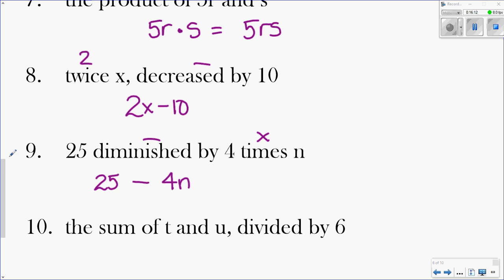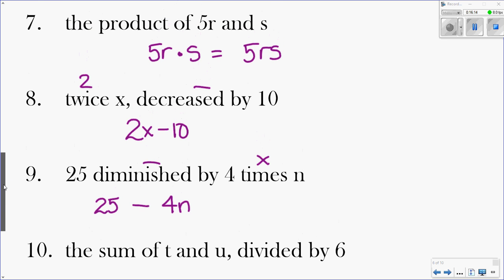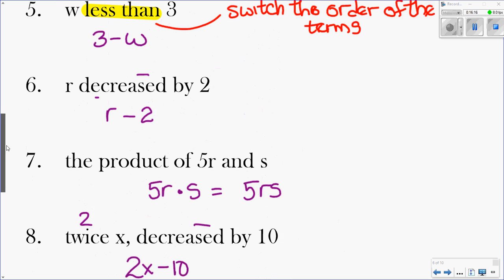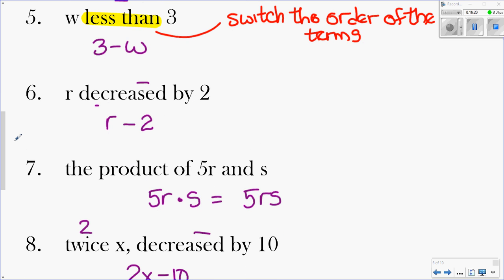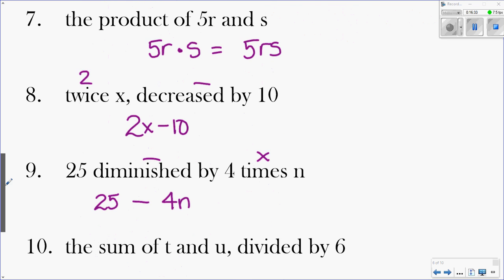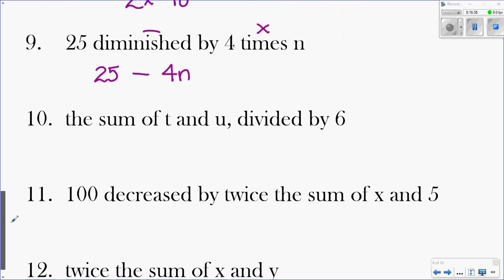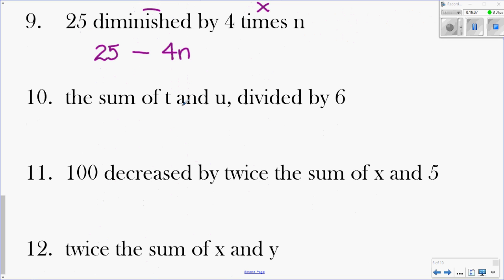So again, big difference between diminished by, decreased by, and less than. When you see something that deals with minus and it says decreased by or diminished by, you keep the order of the terms. You don't have to switch it. But when you see less than, you switch it. So remember that. Then we have the sum of t and u.